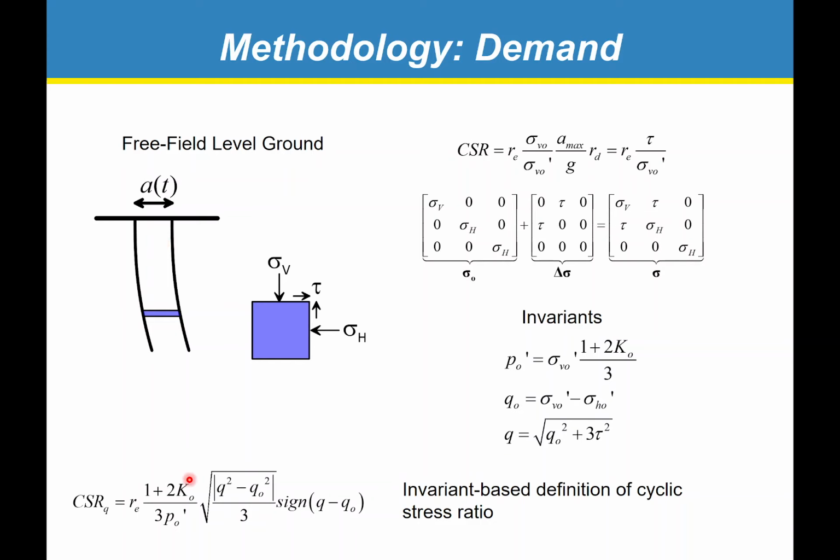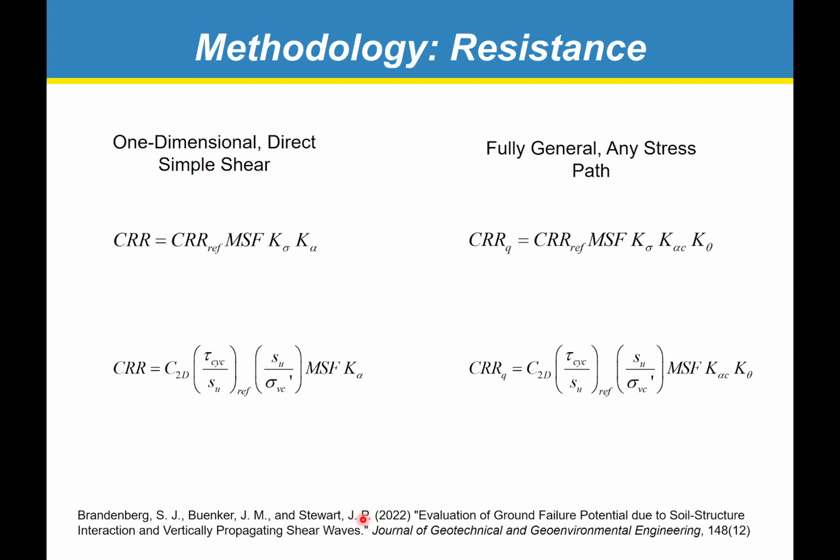So here's that equation, and I've added a sign here because it's possible that Q would be less than Q naught, and that would correspond to unloading instead of reverse loading. So we add this sign convention here to account for that, and CSR_Q can actually be negative in that case. Now we have to move on to resistance, right? We've got the demand part. CSR_Q is all that we need to compute for any kind of complicated stress path, but how do we adjust the resistance? Because our resistance quantities also assume vertically propagating shear waves and a direct simple shear stress path.